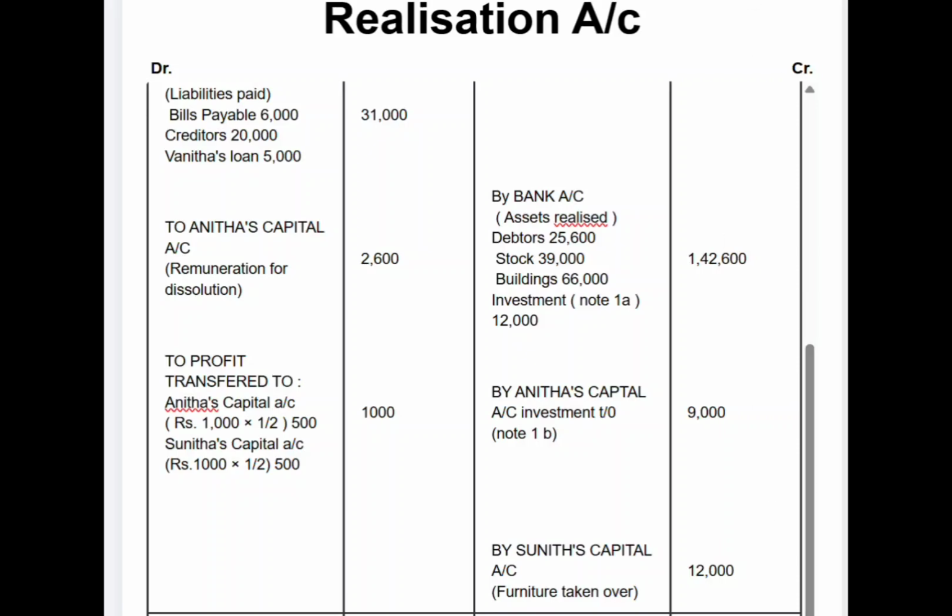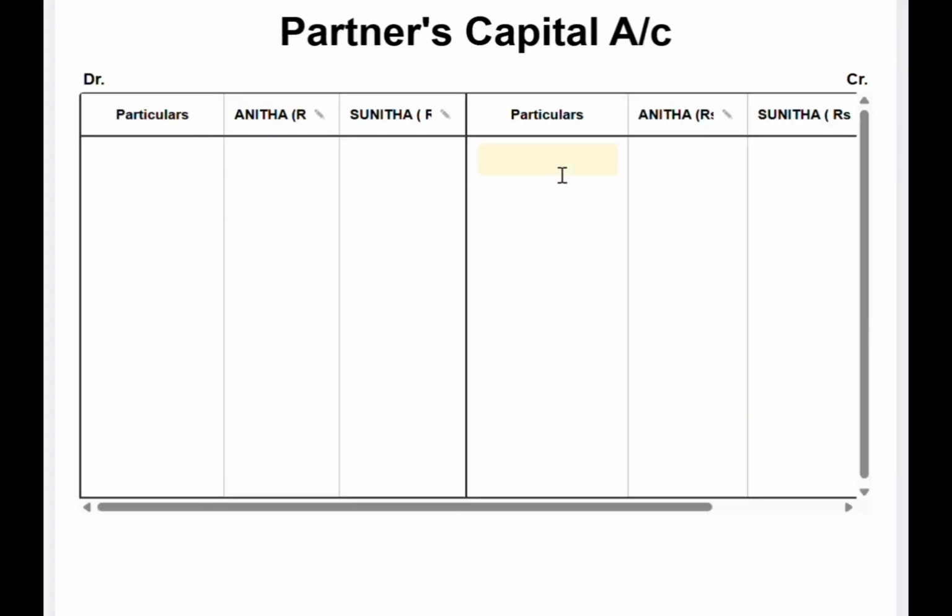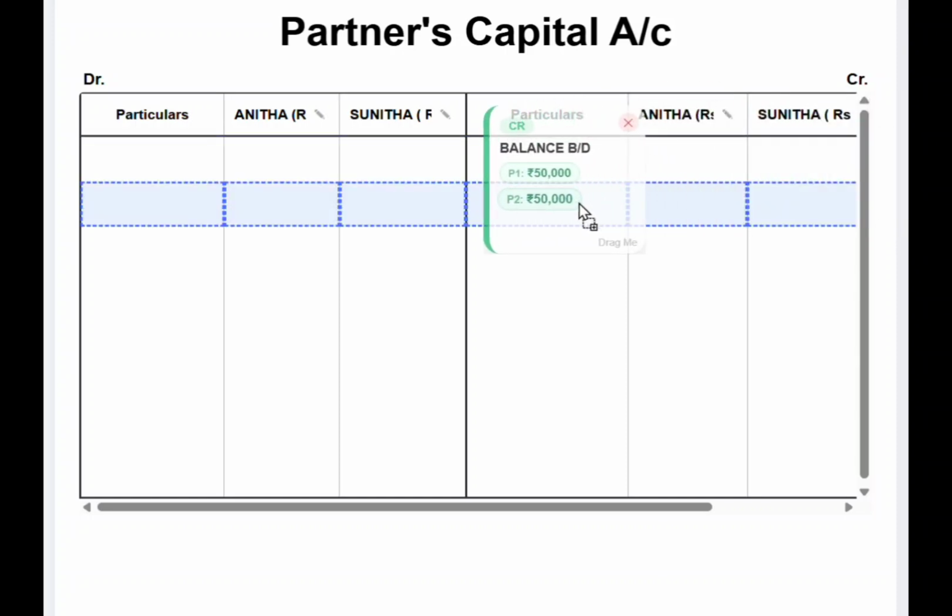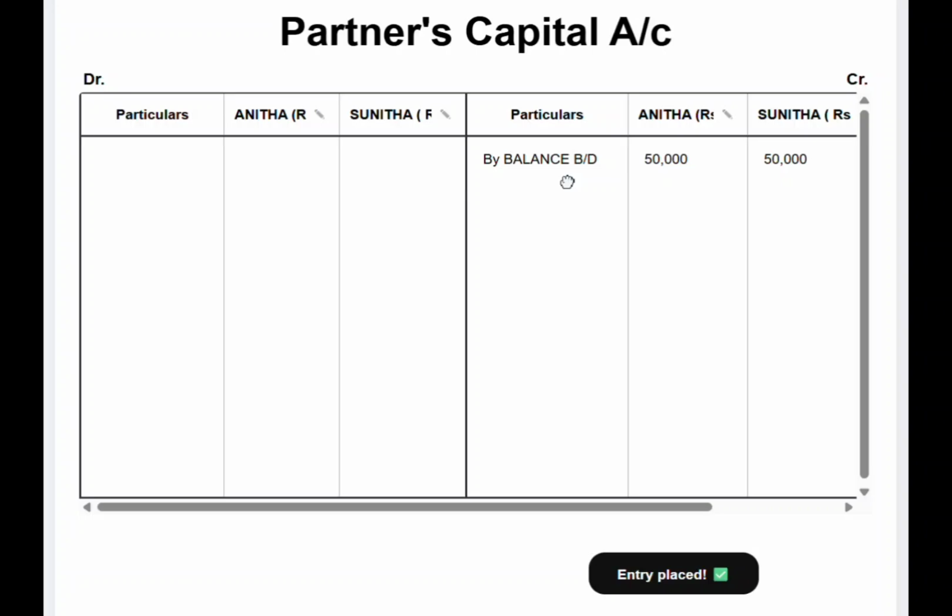So now let us prepare the partner's capital account. So first we have to bring down the balance from the balance sheet. That is by balance brought down, 50,000 for Anita and 50,000 for Sunita. Now next, in the partner's capital account, we have to bring down the reserve fund.